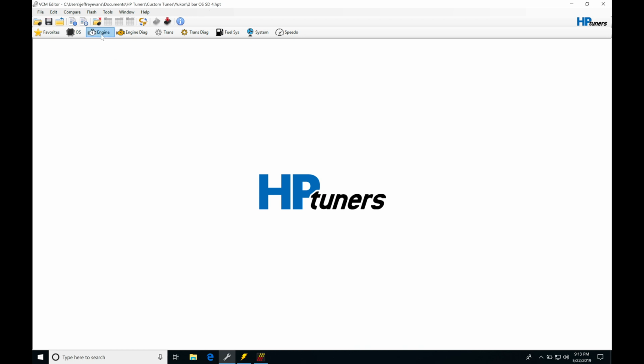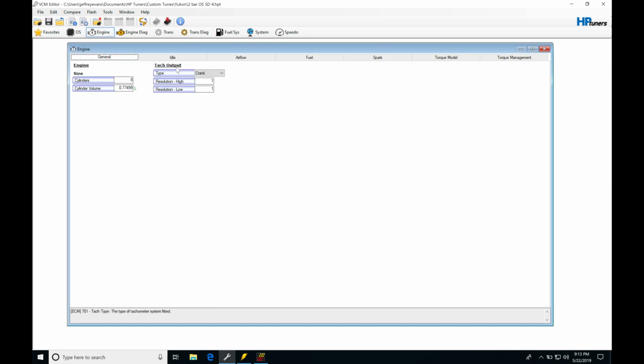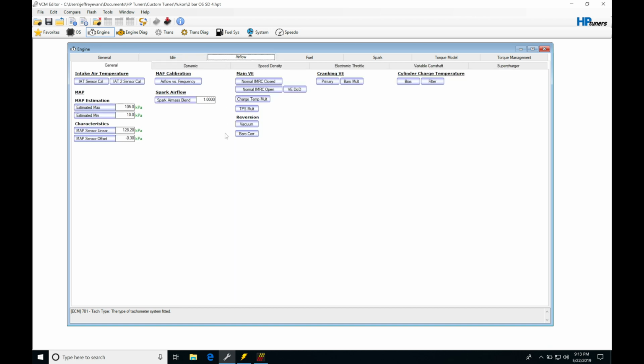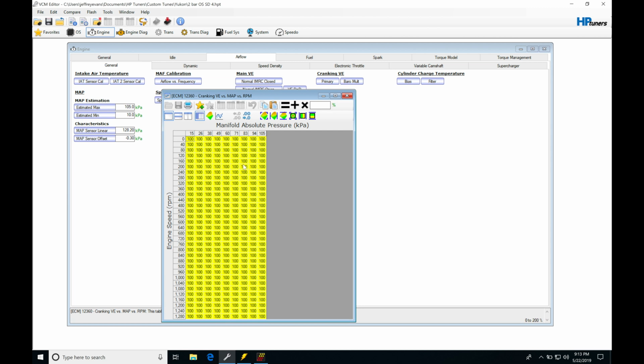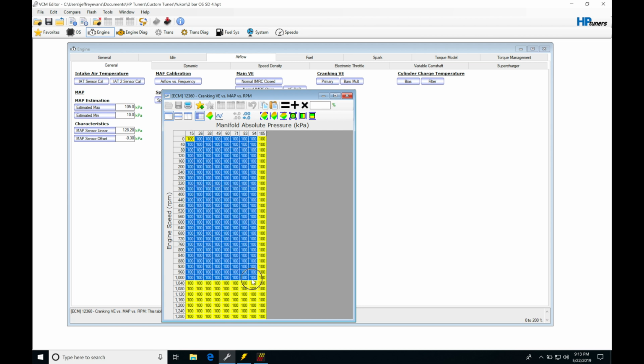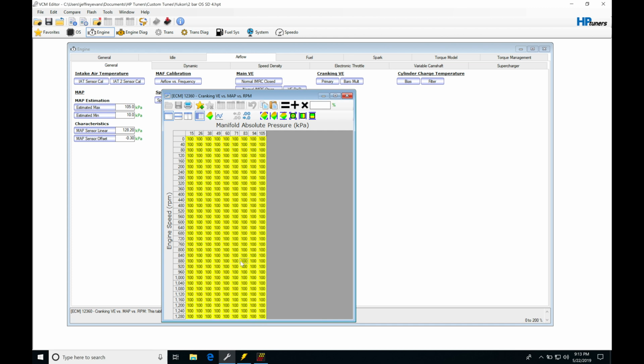We jump in here to engine, and then general, idle, airflow. We're going to find we have a cranking BE table. We open this up, and it's based on engine speed and manifold pressure. The values in here are all 100%. This assumes 100% volumetric efficiency in its calculations of the air mass registration.